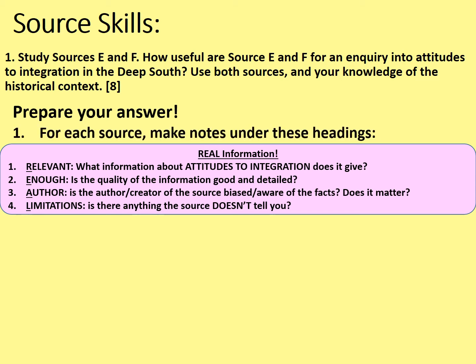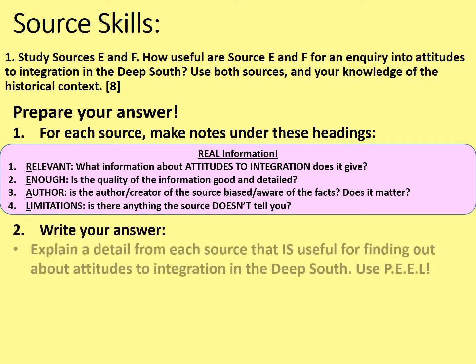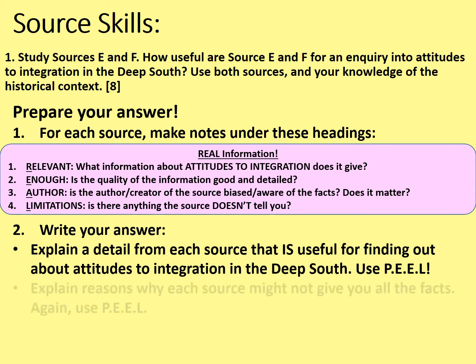For each source, make notes under those headings, and then write your answer. You will need to explain a detail from each source that is useful for finding out about attitudes to integration in the Deep South. You could use PEEL for this. Remember, this is a structure that means make a point, give an example, explain the importance of that, and then link it back to the question. In this case, usefulness in relation to attitudes to integration.